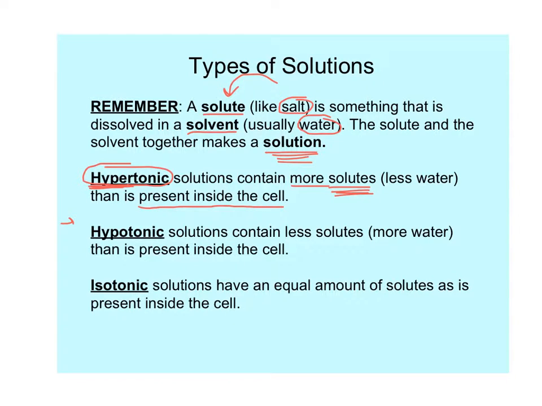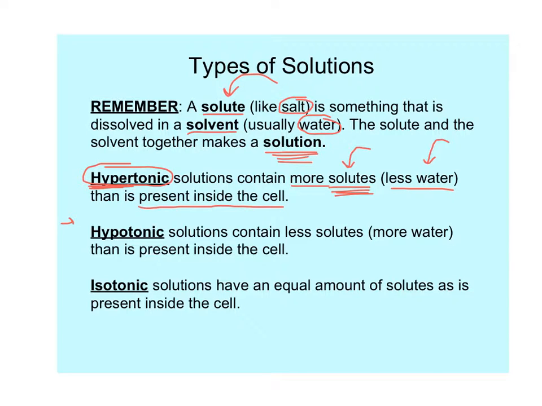So if there are more solutes in the solution than is what is inside the cell, that is going to be hypertonic. Now, since there's more solutes, and we're going to say salt, if there's a high percentage of salt, that means there is a lower percentage of water. So hypertonic means more solutes, but less water.